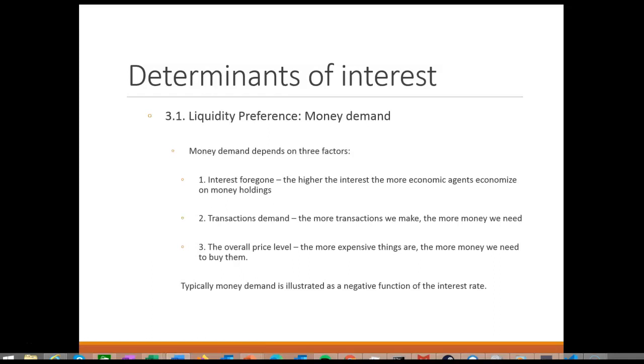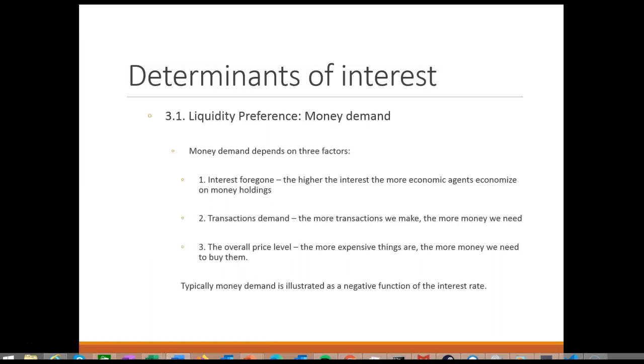This is a little bit simplifying because a dollar can be used more than once in a given time period. But for our purpose, the general notion that if GDP increases, transactions demand and money demand will increase is sufficient. Number three, the price level. As things get more expensive, we simply need more money to buy the same amount of things.